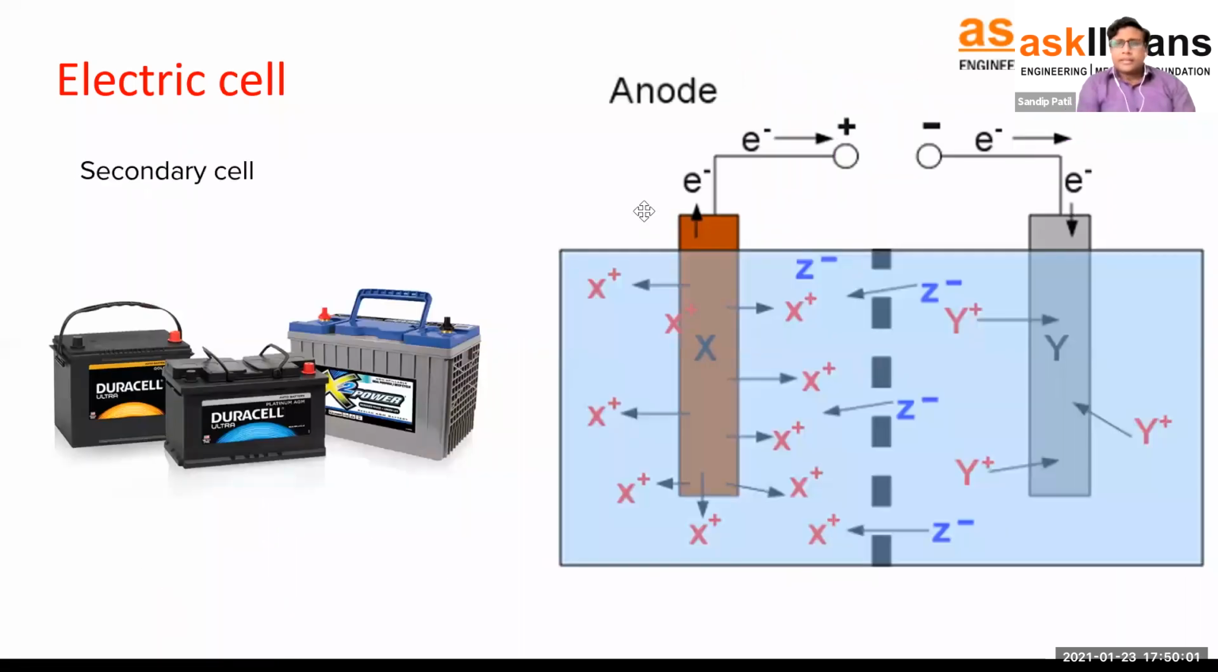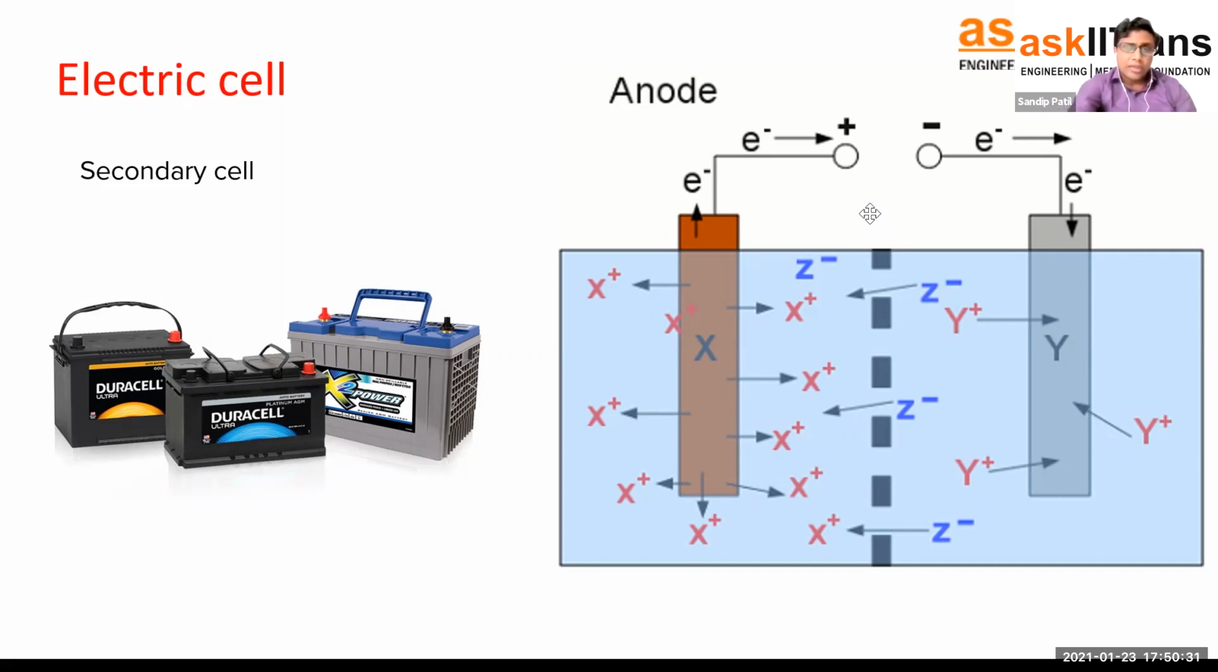Next, let's talk about the electric cells. When we talk about the electric cells, they are called secondary cells. Where do we use these cells? Have you seen these cells anywhere? Yes, those are in an inverter. I also mentioned these cells in the previous session: if you have an inverter at your place, you can find them.